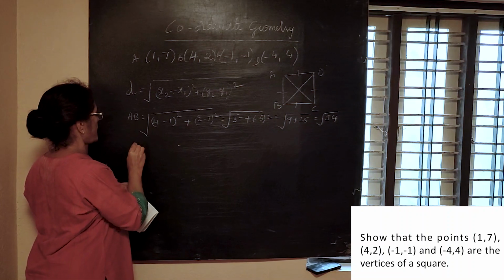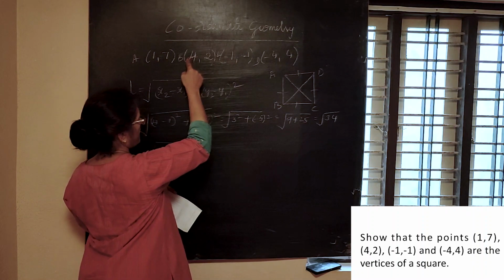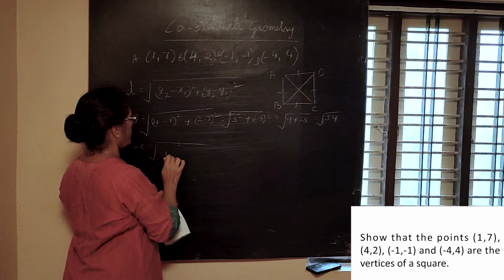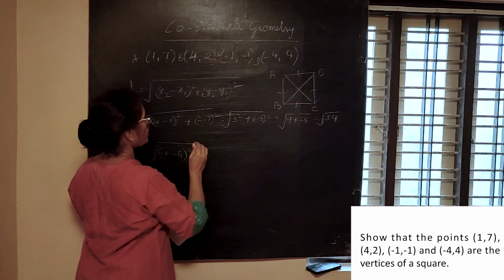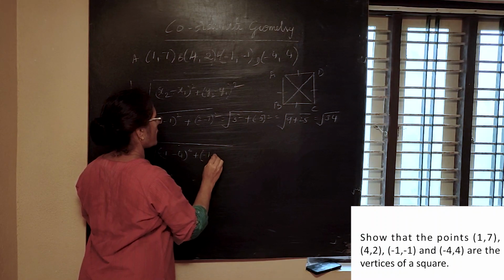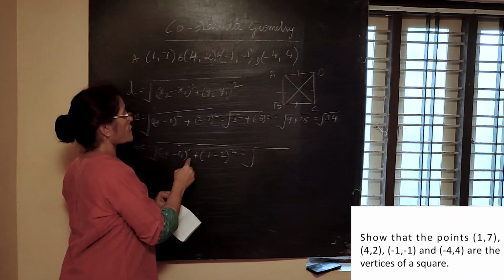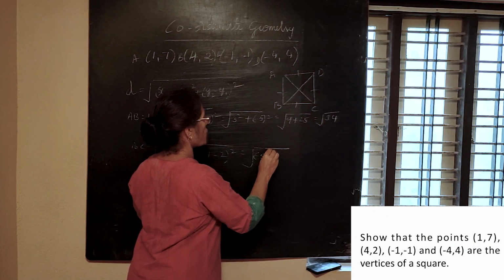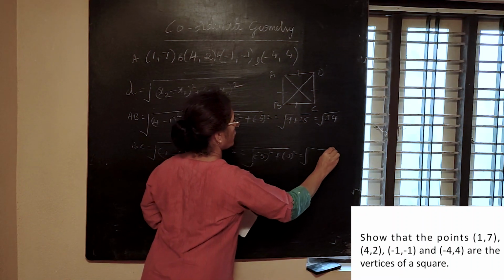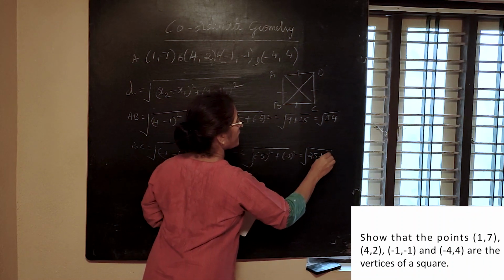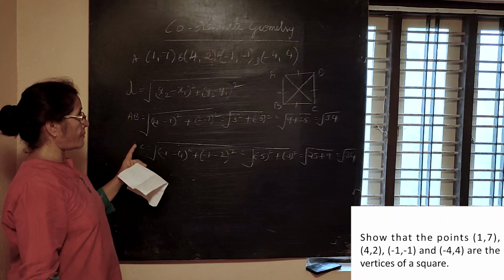Now let me see what is BC. BC is equal to, again going in the same order, minus 1 minus 4 the whole square plus minus 1 minus 2 the whole square. So minus 1 minus 4 is minus 5. So minus 5 the whole square plus minus 3 the whole square is equal to square root of 25 plus 9, is equal to square root of 34. We calculated AB and BC.